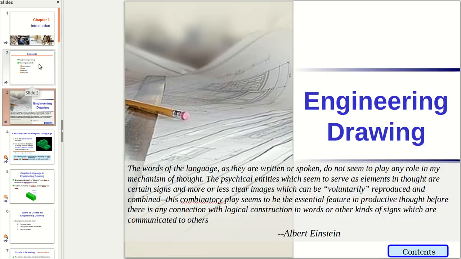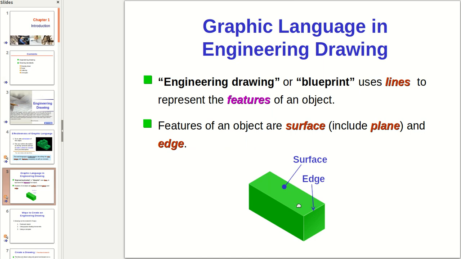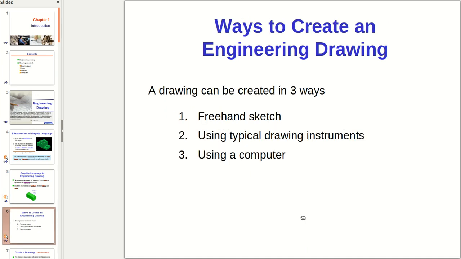So we took, for example, the description of a graphical language, where this is a surface, this is an edge, and this is a point or corner. After that we defined three ways of drawing: freehand sketching, using instruments, and finally using CAD, computer aided programs, using a computer like AutoCAD.